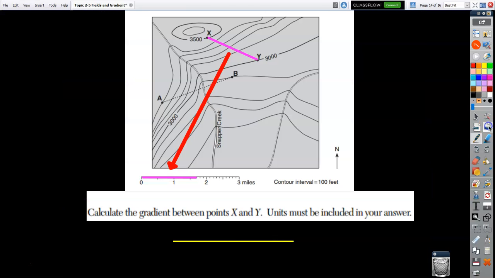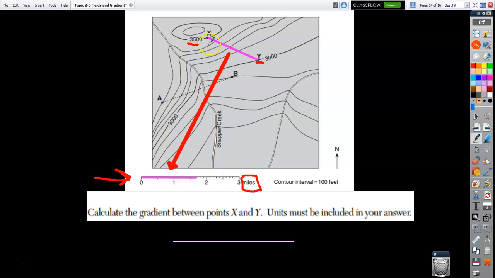Okay. Let's do another one here. This is a contour map, or again, a topographic map. It means the same thing: using contour lines to show elevation. I've got X sitting at the top of this hill at 3,500 feet. I've got Y sitting at 3,000 feet, and they're looking for the gradient between X and Y, so how many feet per mile. It tells you the distance is measured in miles because they give you a little scale. Always look for the scale. They will give you one at the bottom of the map.